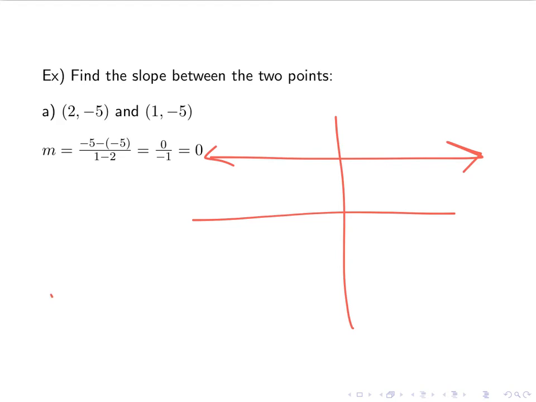So sometimes we think of the slope as rise over run. Right? The difference in y's is how much you're rising up and down. The difference in x is how much you're running side to side. So again, a slope of 0 means there's no rise, I'm only running. So it's what's called horizontal.